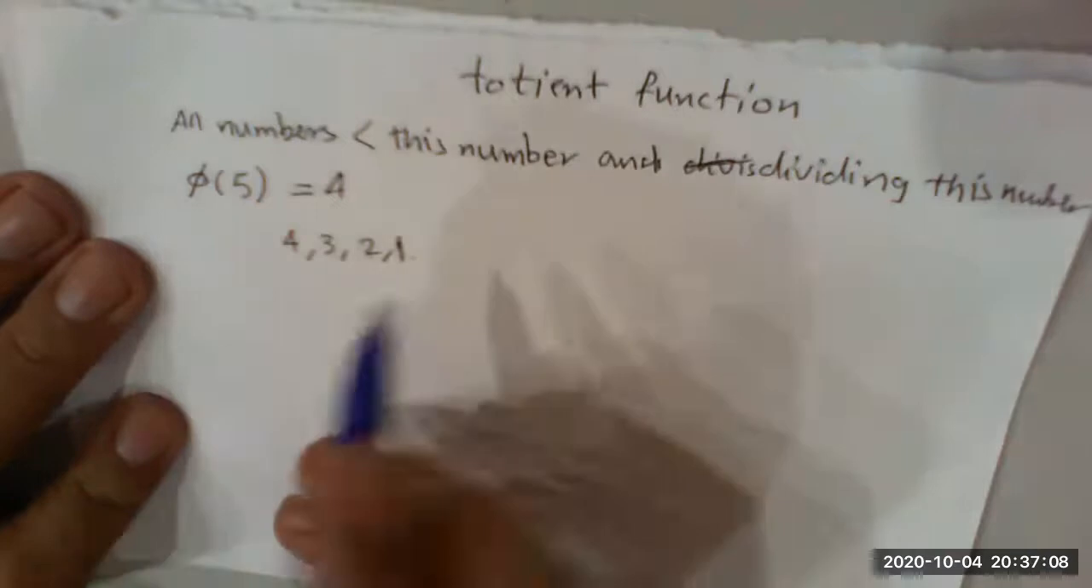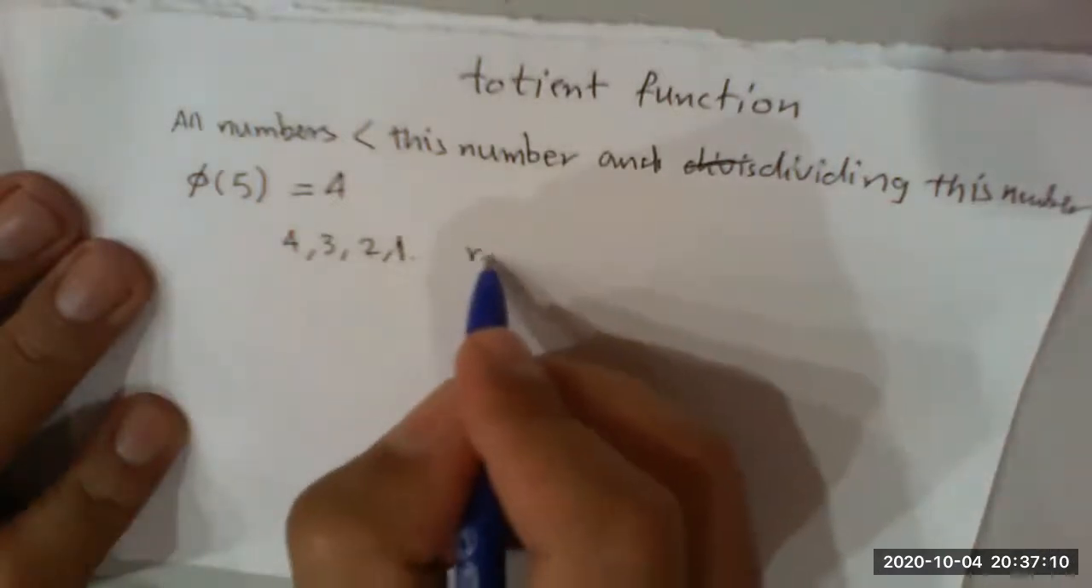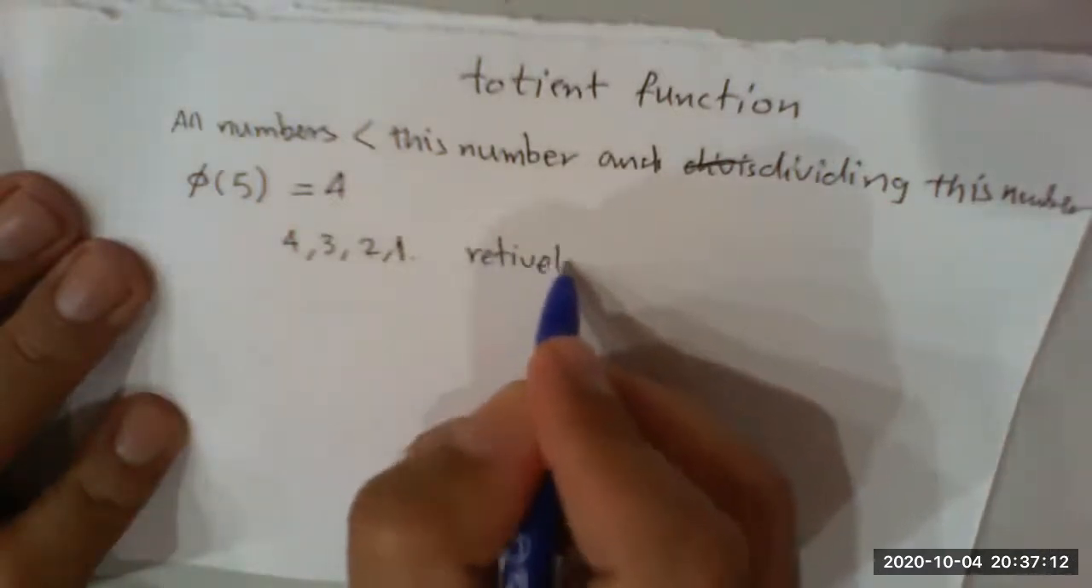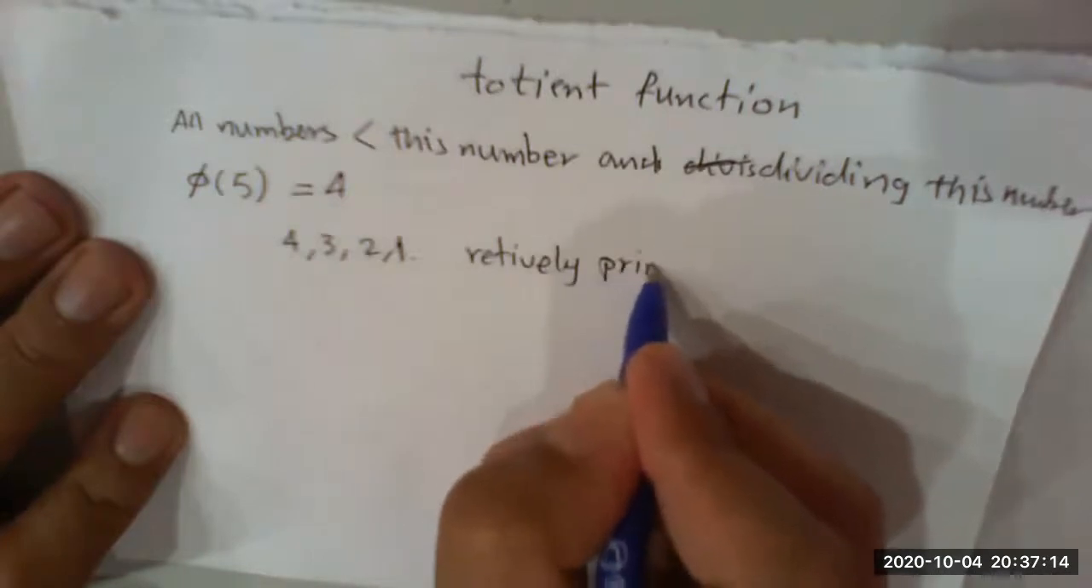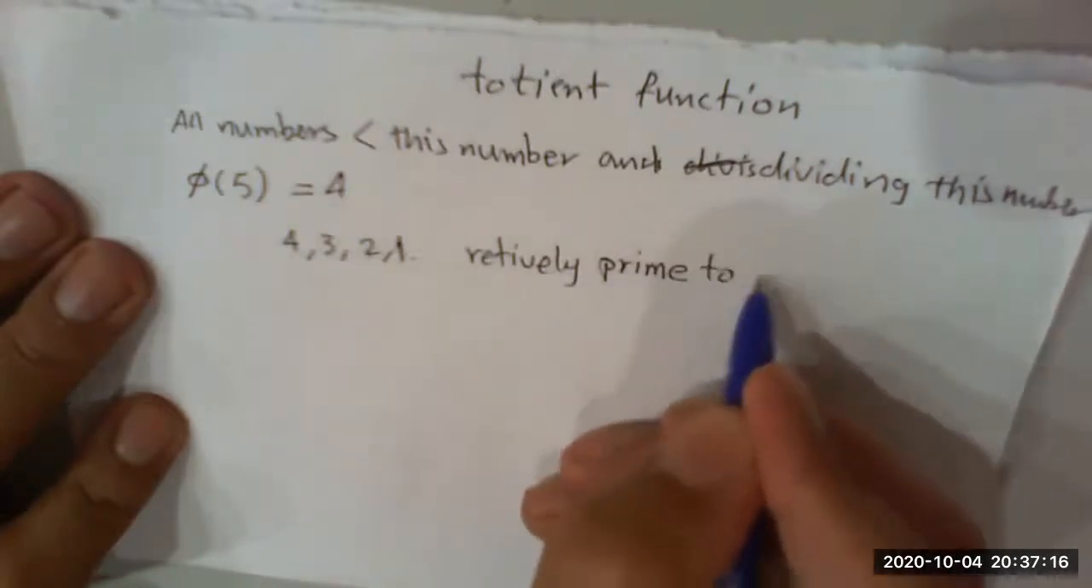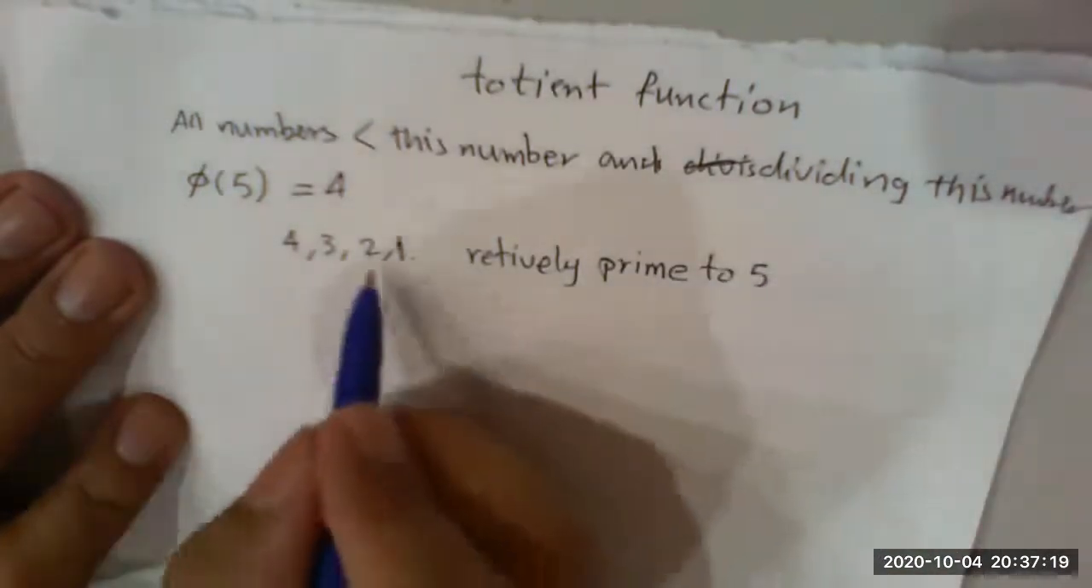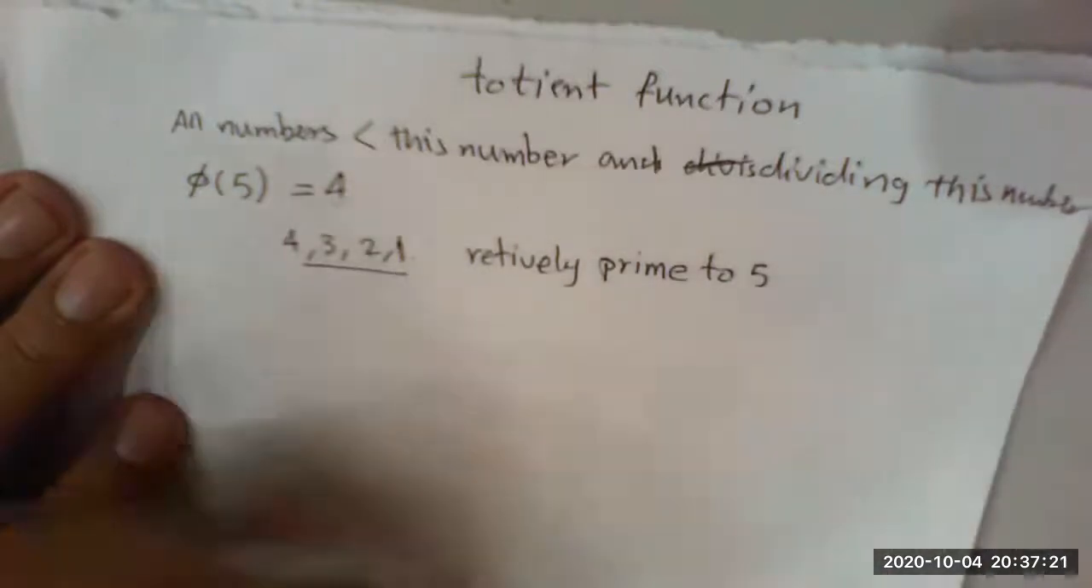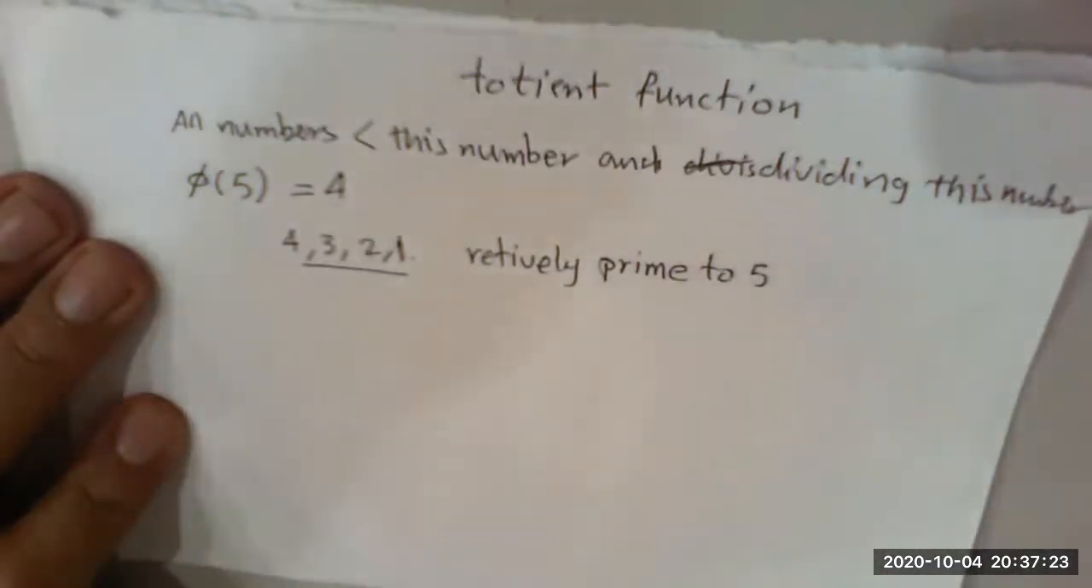So we can say relatively prime to 5. All these numbers are relatively prime to 5.